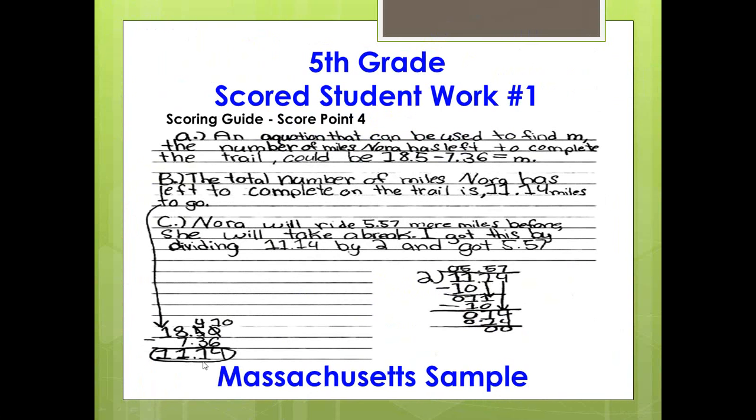And then on part C, it says Nora will ride 5.57 more miles before she will take a break. I got this by dividing 11.14 by 2 and got 5.57. Because remember, Nora wanted to ride halfway from what she had left over before she takes another break.